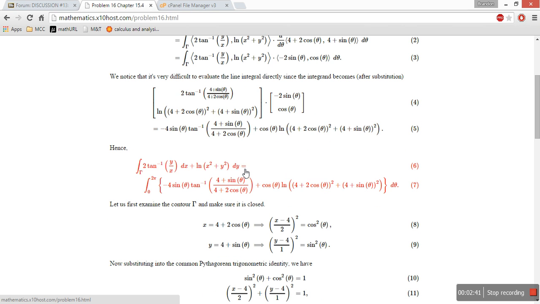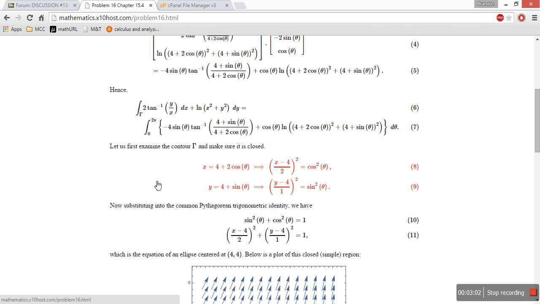In 6 and 7, I've rewritten the integral so that we can see the whole thing, and I've changed the limits of integration from 0 to 2 pi because, as I said before, it's a counterclockwise oriented ellipse, so we're integrating over 360 degrees.